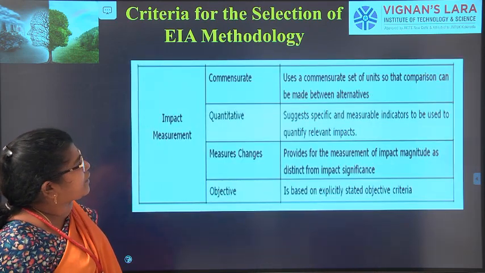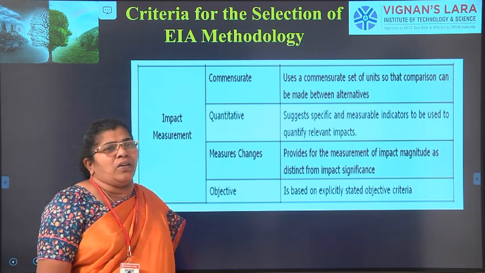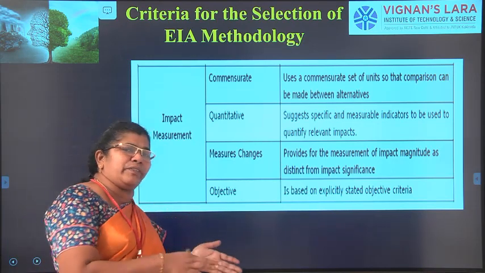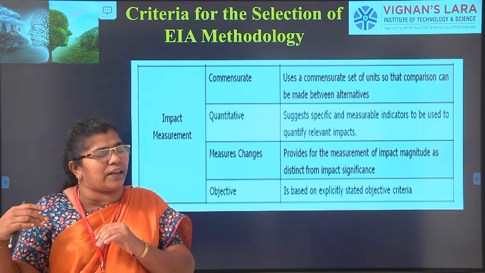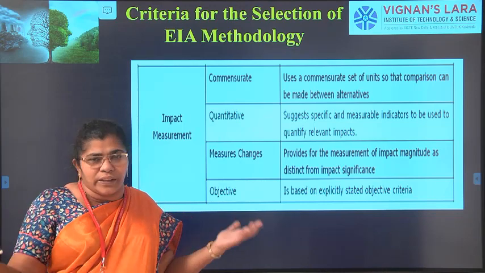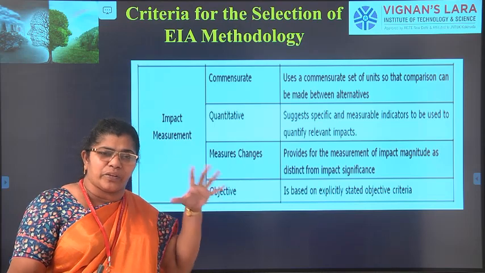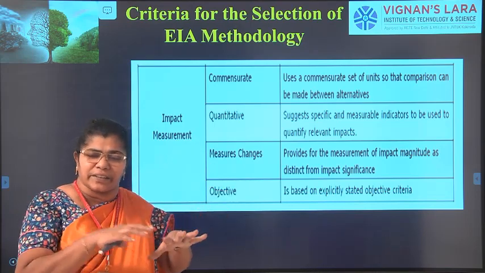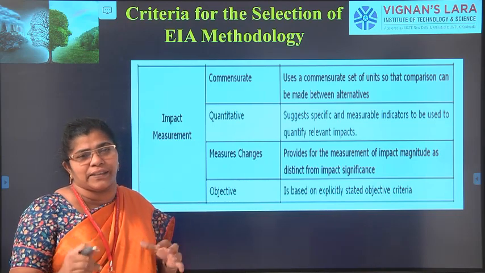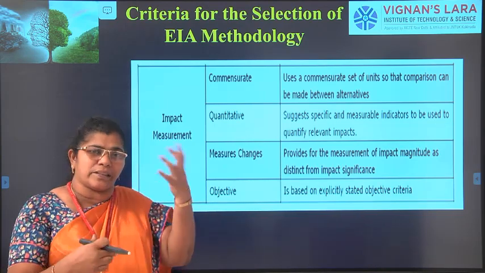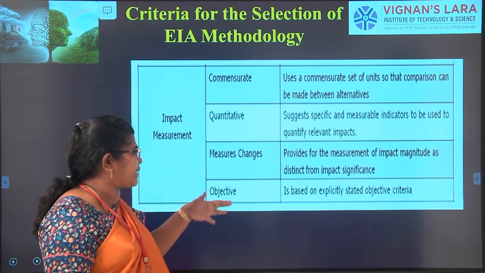Measurement: a commensurate set of units so that comparison can be made between alternatives. If one alternative I give on one path and for the other alternative I take a different route, and the studies I do differ, both cannot be compared. For the project I have to go in for a study with one or two methodologies or types so that I can make a comparison. Okay, this is better, this is good, this gives a much lesser impact on the environment. Like that I can make a decision.